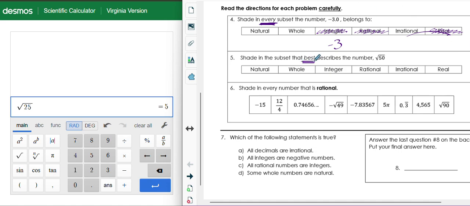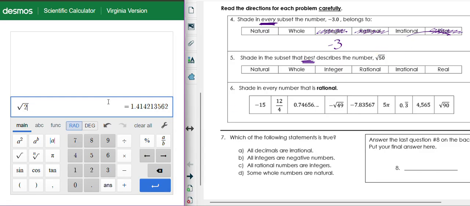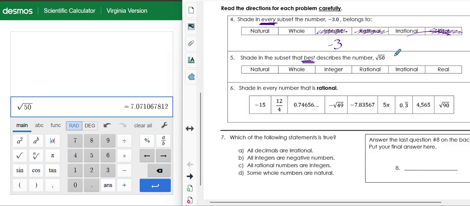Next one, we're just looking for the best spot for this number. When you do the square root of 50, it is 7.071 going on forever, not repeating the same numbers over and over. That is an irrational number. There is no other word in this list that describes it. Well, at least none of these four describe that number. It is a real number, that's true, but we're not going to shade that because we're just looking for the one best spot for this number. Irrational is the best way to describe that.